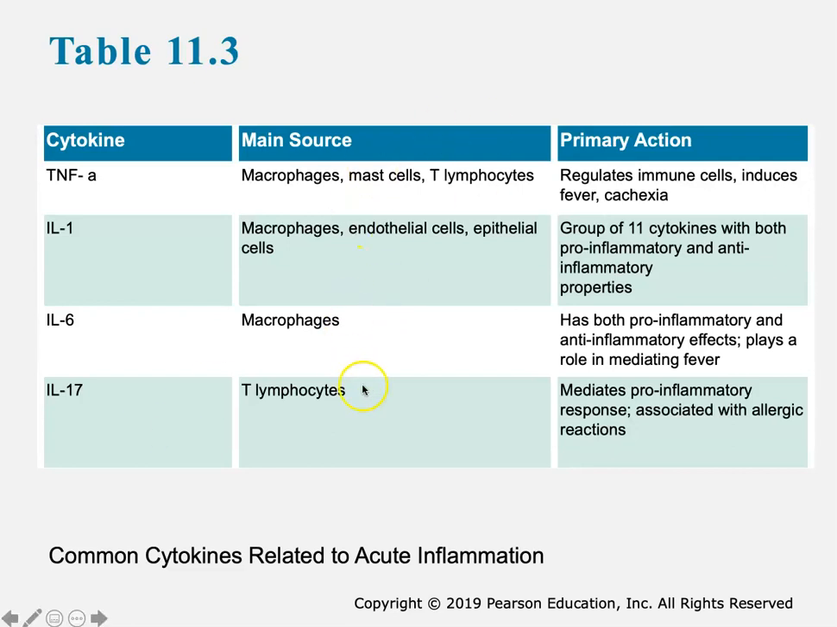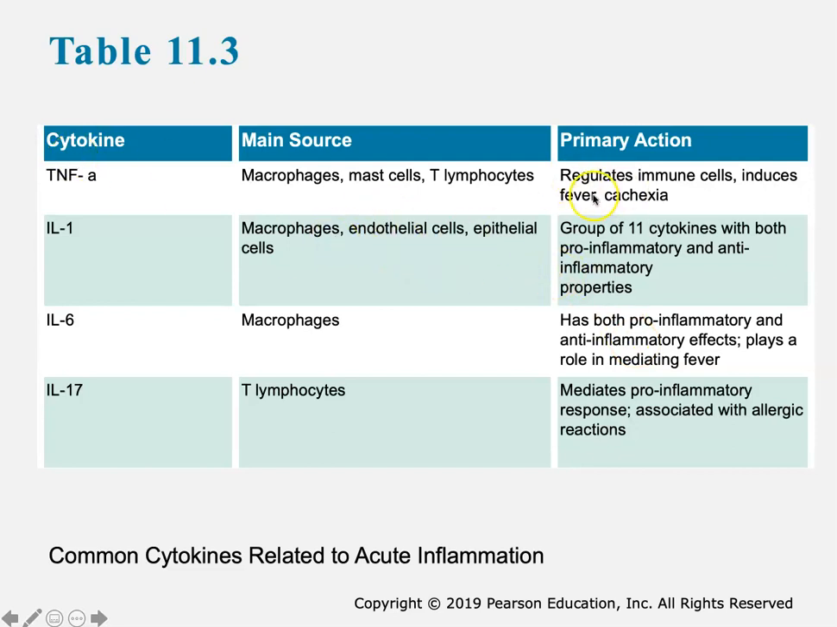All right, so as I said, these are just some examples of different cytokines and where they mostly come from. TNF alpha, IL-1 (there's also IL-1 alpha and beta), IL-6, IL-17. You've probably heard of cytokines before. They are chemical mediators, immune molecules released by immune cells. TNF alpha is released primarily by macrophages and mast cells. The primary action is listed here.